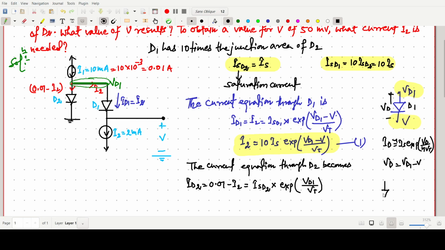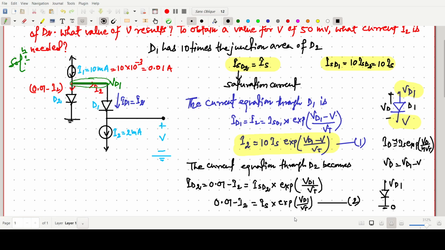Now for D2, this voltage is VD1 and this one is grounded, 0 volt. So VD1 minus 0. So this one we can directly write. One more line we can write 0.01 minus I2, because I2 is known to us. ISD2 is simply our IS. So we can write exp VD1 by VT. Say this one is your equation 2.